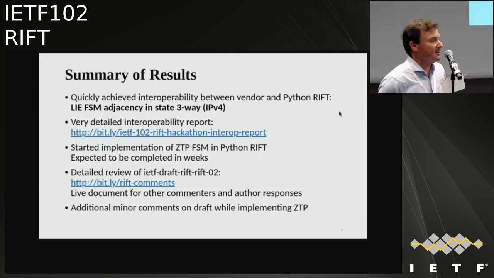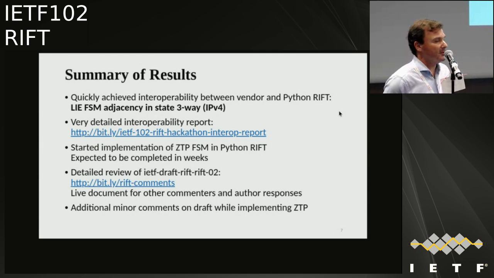Okay, so the third result is that we started coding on the ZTP finite state machine, which is a little bit more complex than the LIE FSM, and so we'll probably get a little bit more interesting interop results when we're ready to test that. I actually mixed up two different points.